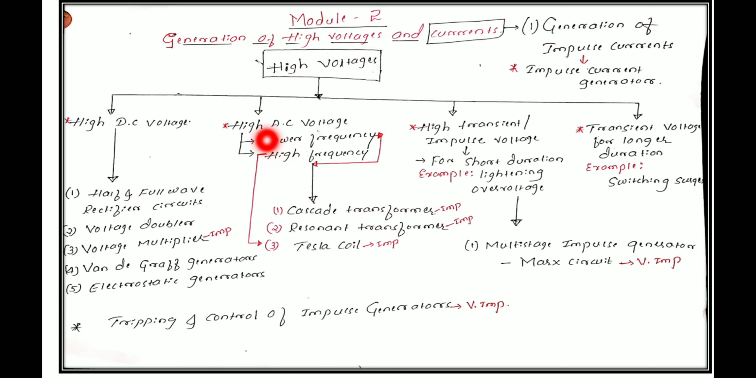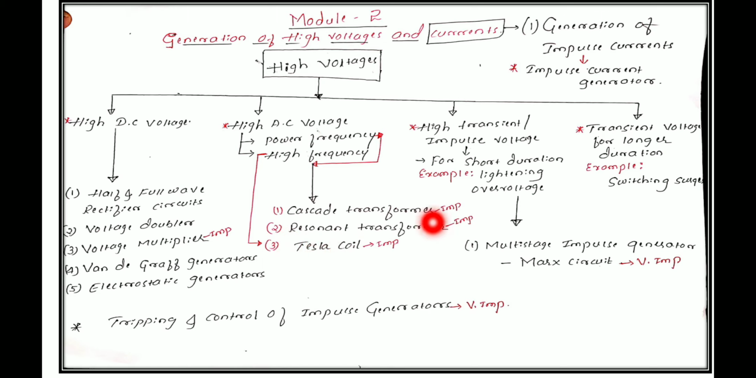Next comes high AC voltage. This high AC voltage generation is considered at the power frequency range and one more at the higher frequency range. The first one is generation of high AC voltage at power frequency, which is done using two techniques: one using the cascaded transformer and one using the resonant transformer. These are two important things. Next, high AC voltage generation at a higher frequency is done with the help of a Tesla coil. Don't get confused with the techniques.